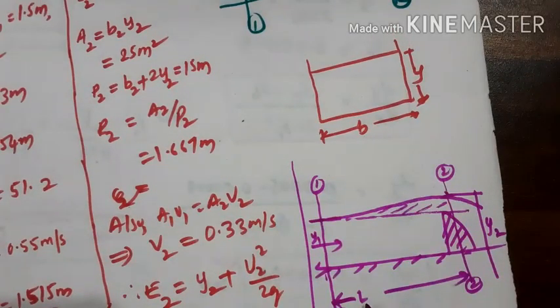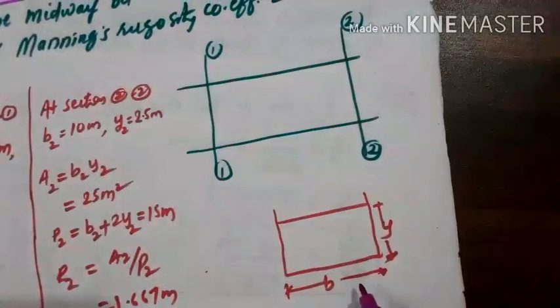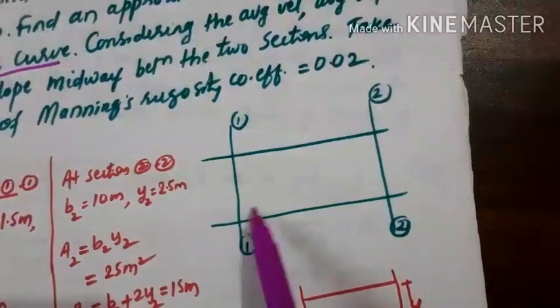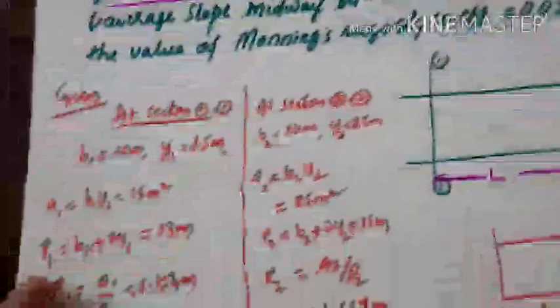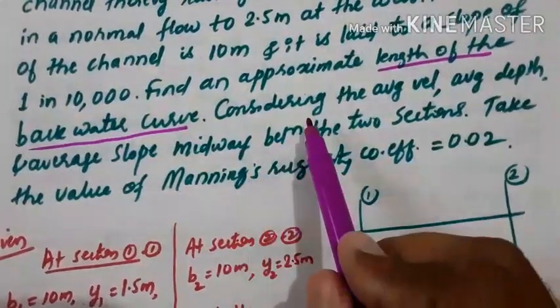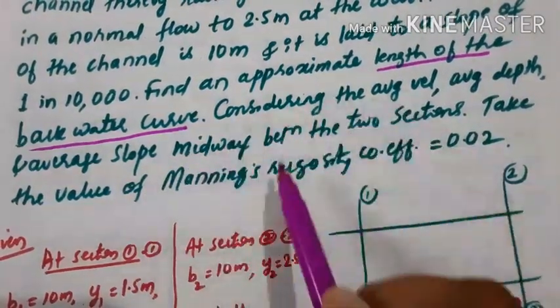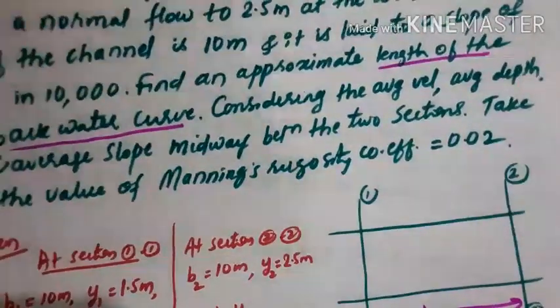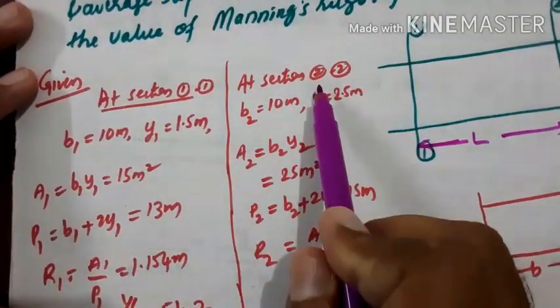Now we have to calculate the length of the backwater curve, and the water is flowing through a rectangular channel, and the section is being considered between section 1-1 and 2-2. This is the length. Okay, so what they have said here is to consider the average velocity, average depth, average slope, everything as the average values. So let us take first section 1-1 and then section 2-2.